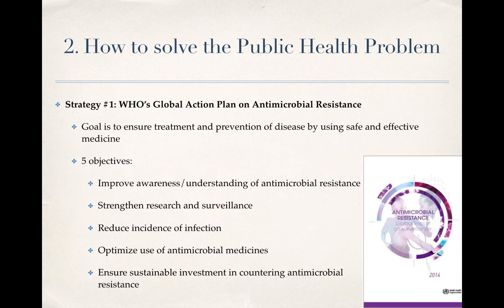How to solve the public health problem. Strategy 1 is the World Health Organization's Global Action Plan on Antimicrobial Resistance. Their goal is to ensure the treatment and prevention of disease by using safe and effective medicine. This project has 5 objectives: to improve the awareness and understanding of antimicrobial resistance, to strengthen research and surveillance, to reduce incidence of infection, to optimize the use of antimicrobial medicines, and to ensure sustainable investment in countering antimicrobial resistance.